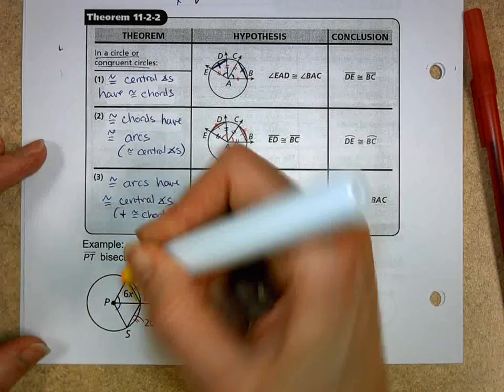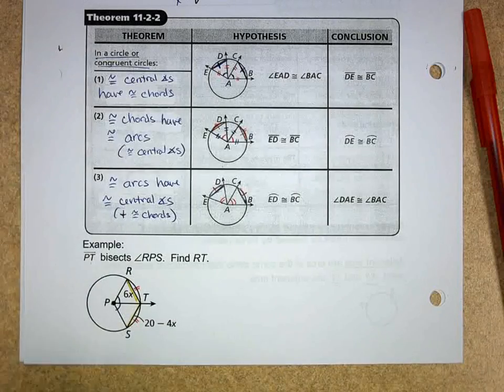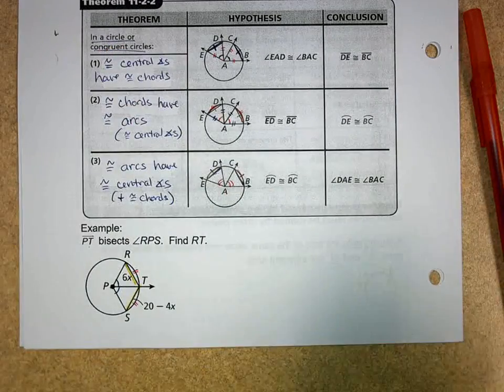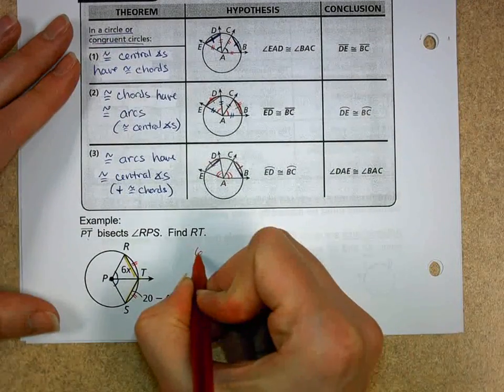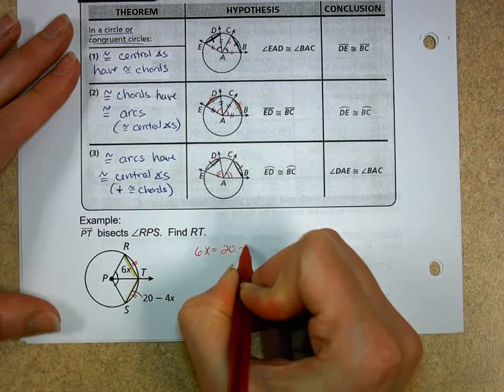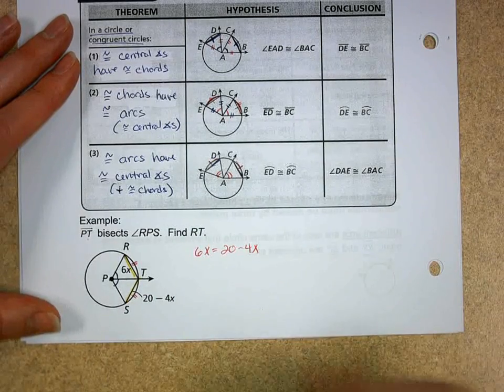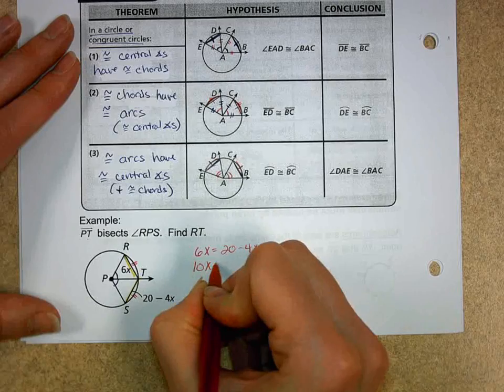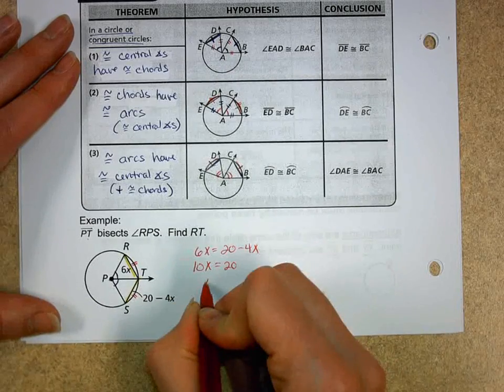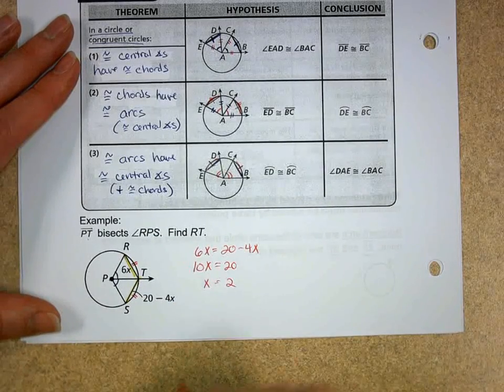So I know this chord and this one are going to be the same. I love it because we had the congruent triangles. So all we have to do is set them equal. So 6x equals 20 minus 4x. Add the 4x over. 10x is equal to 20. x is equal to 2.